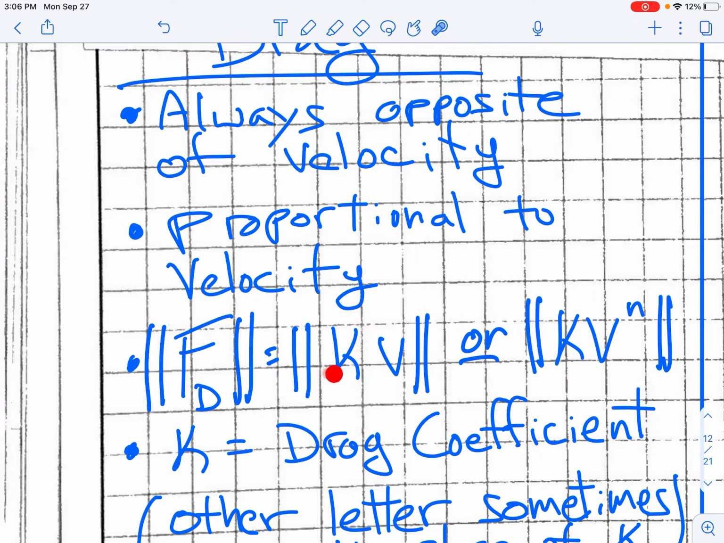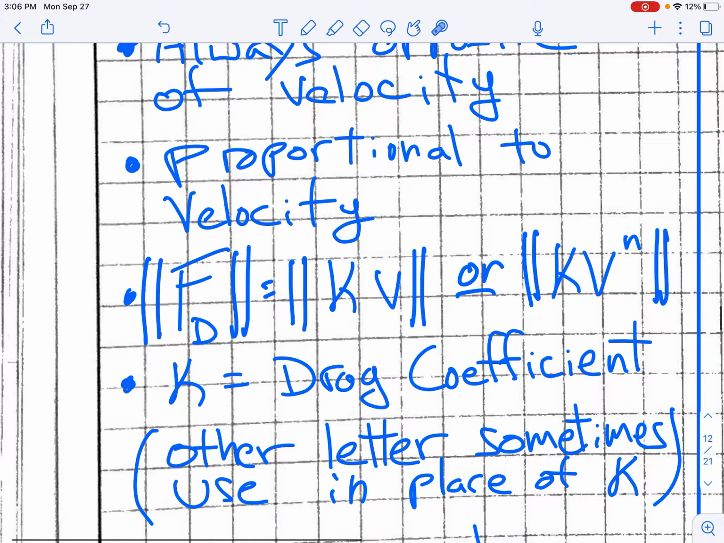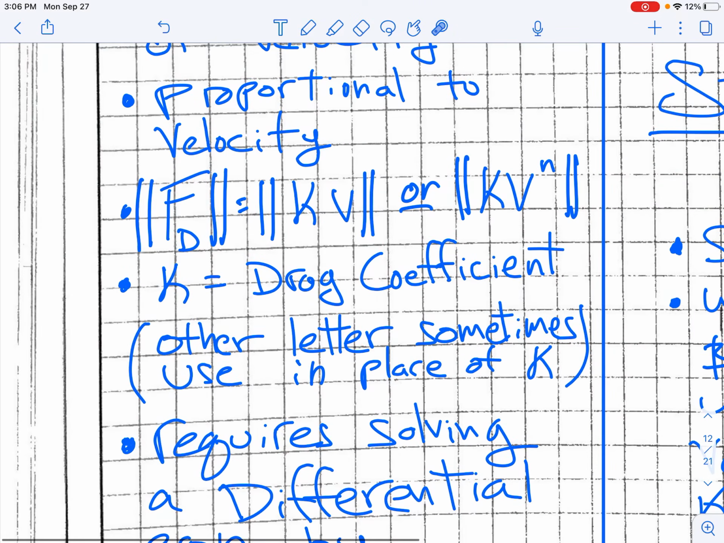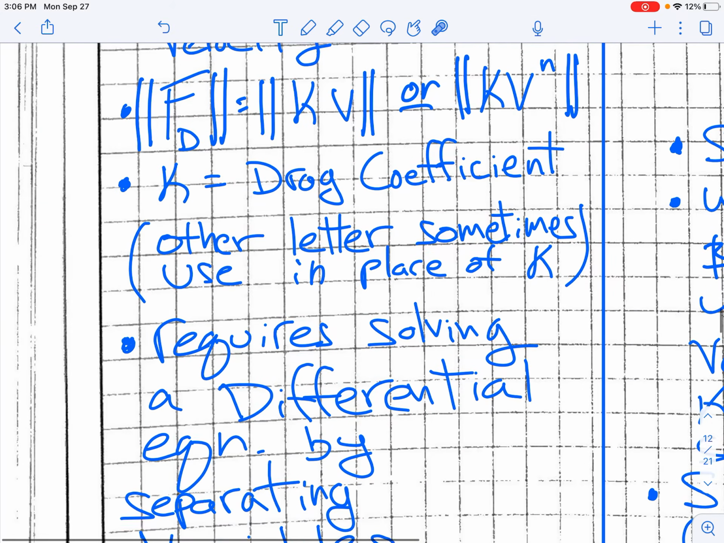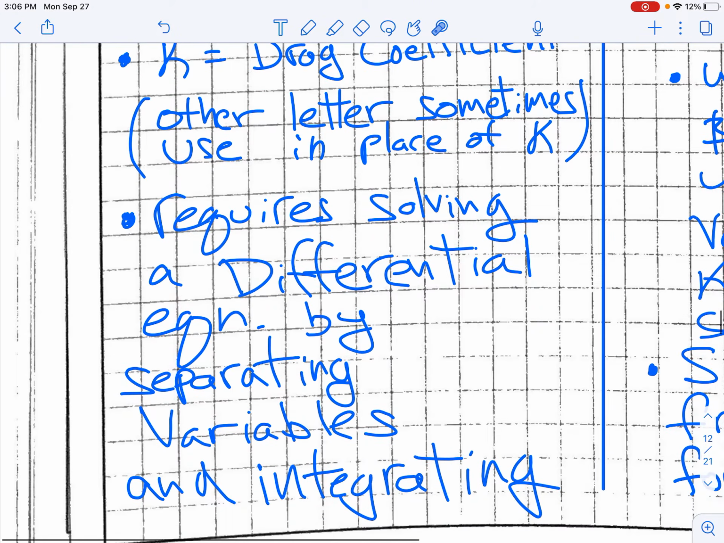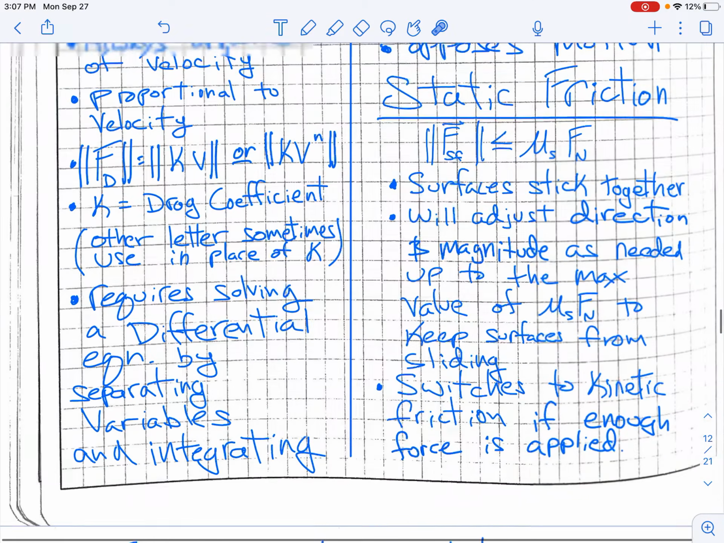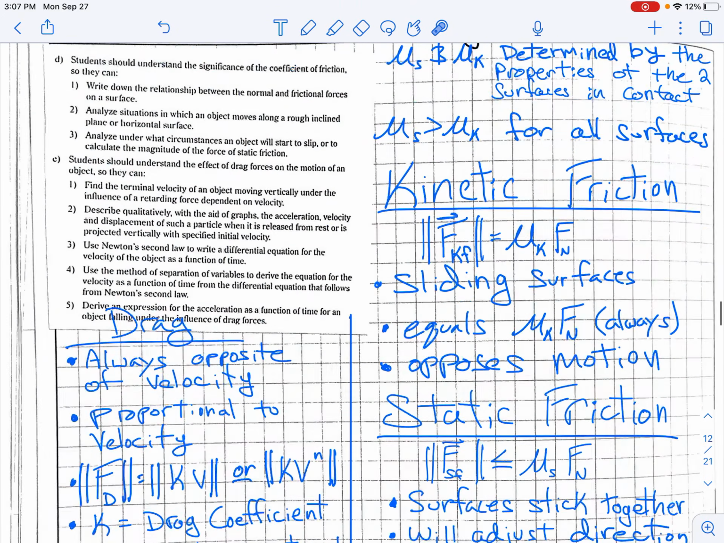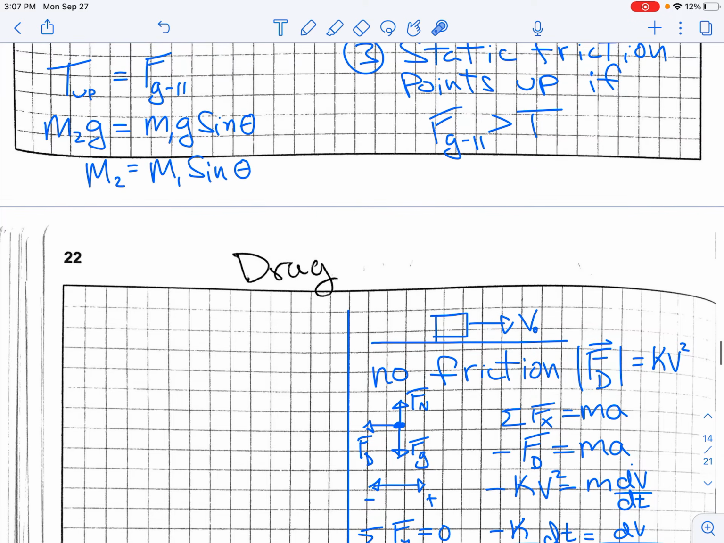And they might have another letter here instead of k. I've seen a b there or something like that. If you're going to find velocity or acceleration or position as a function of time, that's going to require solving a differential equation by separating variables and integrating. So let's take a look at what some of that actually means in practice. We're going to go from page 20 to page 22.